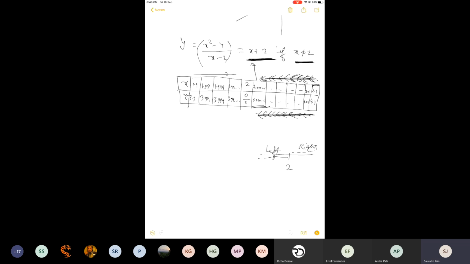These values of y are also coming closer to a particular number, which seems like 4. Now, let us repeat this process from the left hand side. From the left hand side, we try to approach 2 with 1.9, 1.99, 1.999, and so on. As a result, this y is also trying to approach a particular number which seems like 4. And this is the concept of limit.